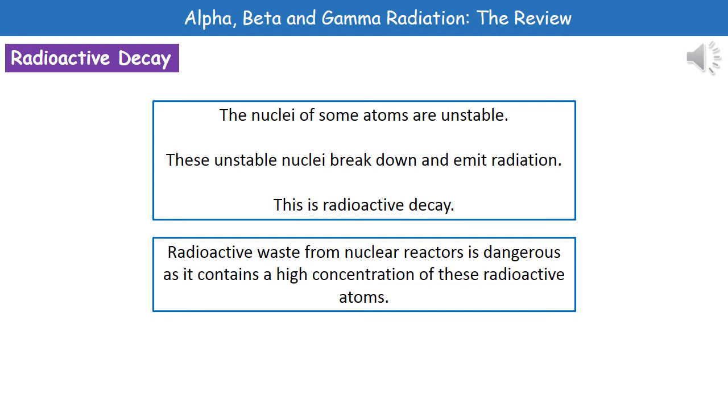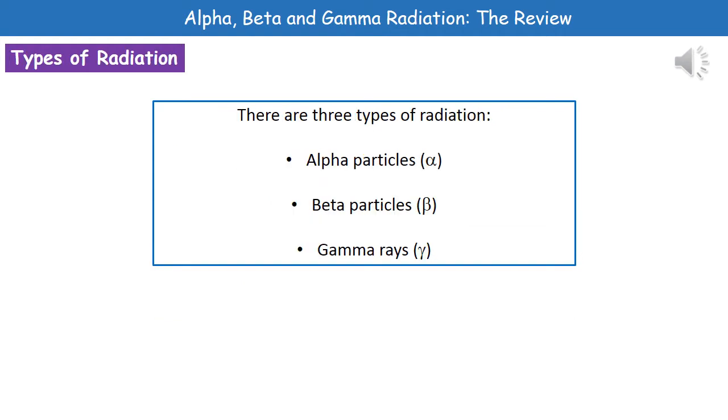released. What we find is that any of this radioactive waste we mentioned when talking about nuclear reactors, it's actually dangerous because it contains a high concentration of these radioactive atoms, so these unstable nuclei, which means that that radioactive waste is going to be undergoing this process of radioactive decay and therefore emitting radiation. So there are three types of radiation that we need to remember. We've got alpha particles, beta particles, and gamma rays.